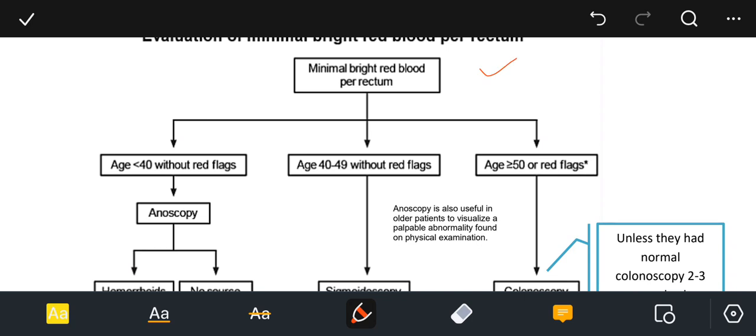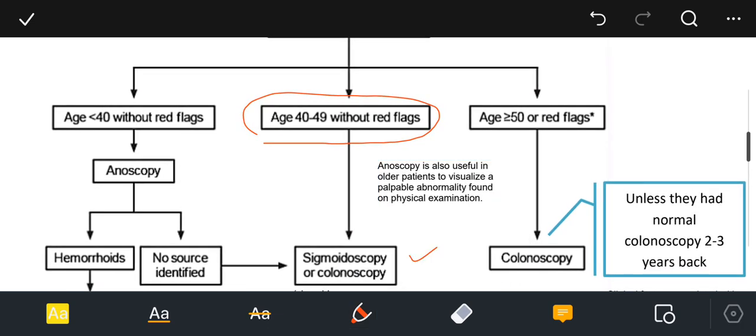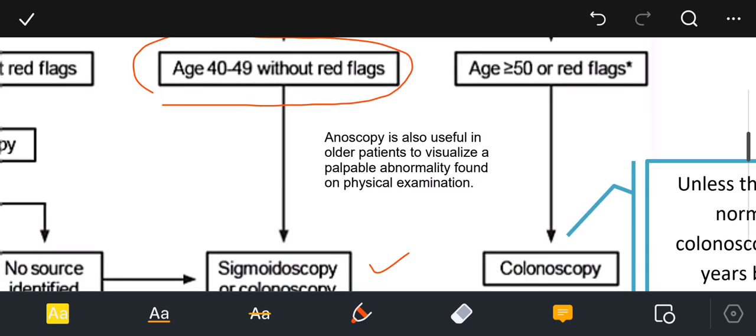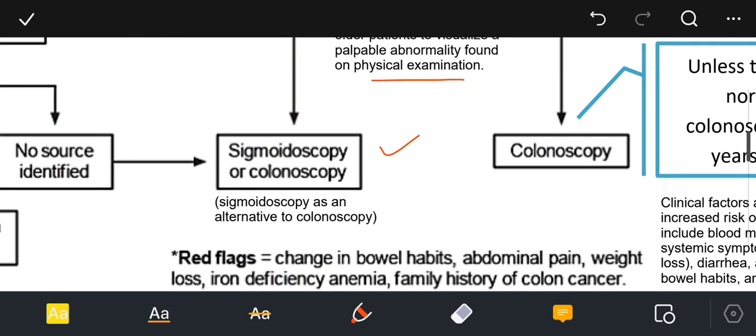Firstly, if the age is 40 to 49 without red flags, then we perform the sigmoid colonoscopy, and anoscopy is also useful in older patients to visualize a palpable abnormality found on the physical exam. Sigmoidoscopy as an alternative to colonoscopy can be used.